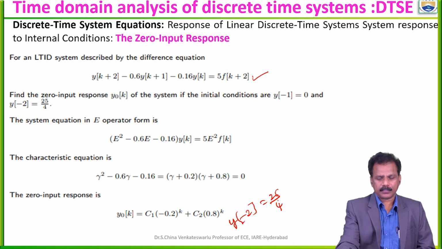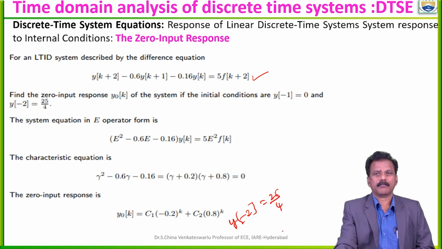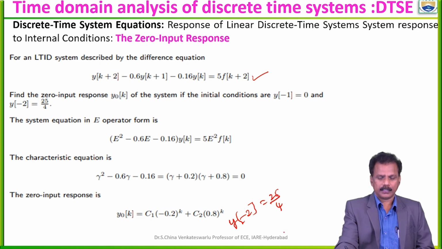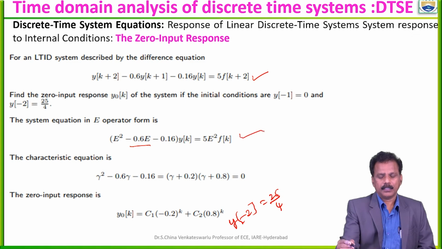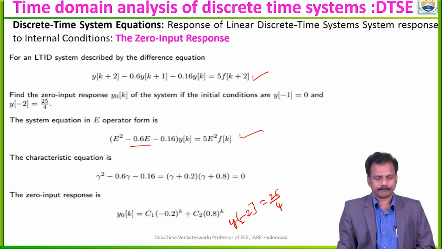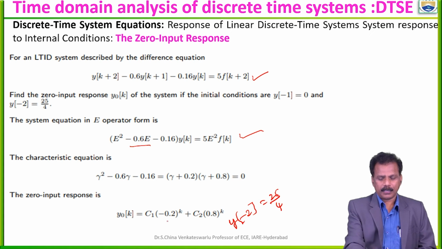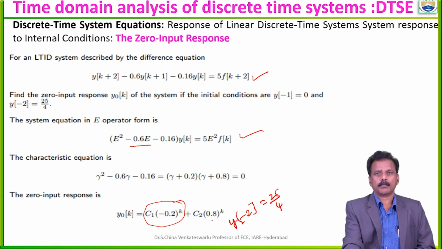The system equation in E operator form is E squared minus 0.6 E minus 0.16 times y of k equal to 5 E squared times f of k. Based on the characteristic equation, we directly substitute. The zero input response is y naught of k equal to C1 times minus 0.2 to the power k plus C2 times 0.8 to the power k.